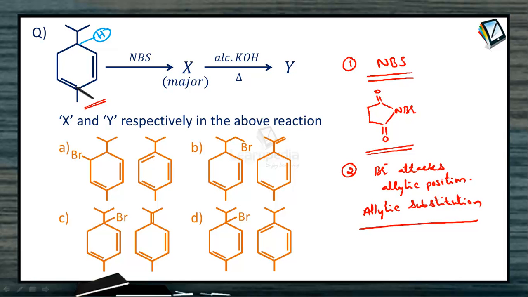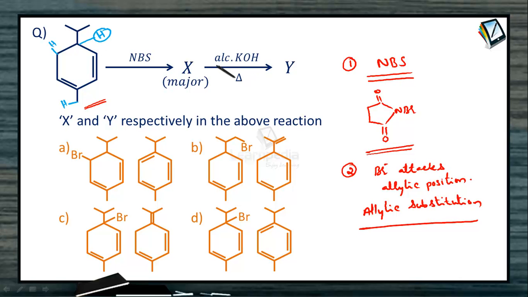With respect to this double bond, we have one hydrogen here. In fact, we have more hydrogens, so this hydrogen is also allylic hydrogen, and with respect to this double bond, we have one allylic hydrogen here. So the question arises, which of these allylic hydrogens will be replaced? When this particular hydrogen atom is replaced, the bromine atom will be substituted here.